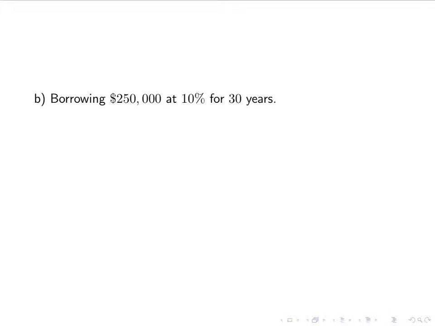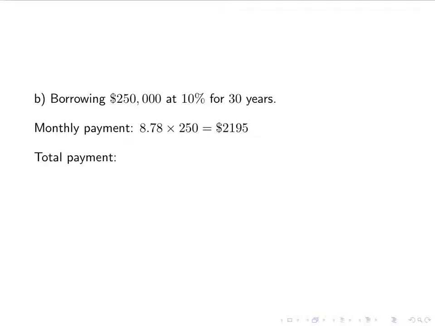Let's try another one. So we're borrowing $250,000 at 10% for 30 years. 10% is not a very good interest rate, and 30 years is a long time. So this is probably going to be a lot. But again, we first want to look at our table. We want to look at 10%, 30 years. And if we do that, we should hopefully see $8.78. And then we're going to take that number and multiply it by the number of thousands because they end up canceling. So just 8.78 times the 250 of the 1,000. That gives us a monthly payment of $2,195.